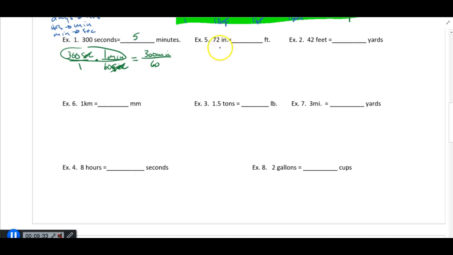So the next one, 72 inches in feet. Well, 72 inches over 1 times. How many inches are in a foot? If you don't know, you can look at the table above. But you know 12 inches are in 1 foot. Inches cancel out here. So now when I multiply across the top, it would give me 72 feet over 12, which would give me 6 feet.